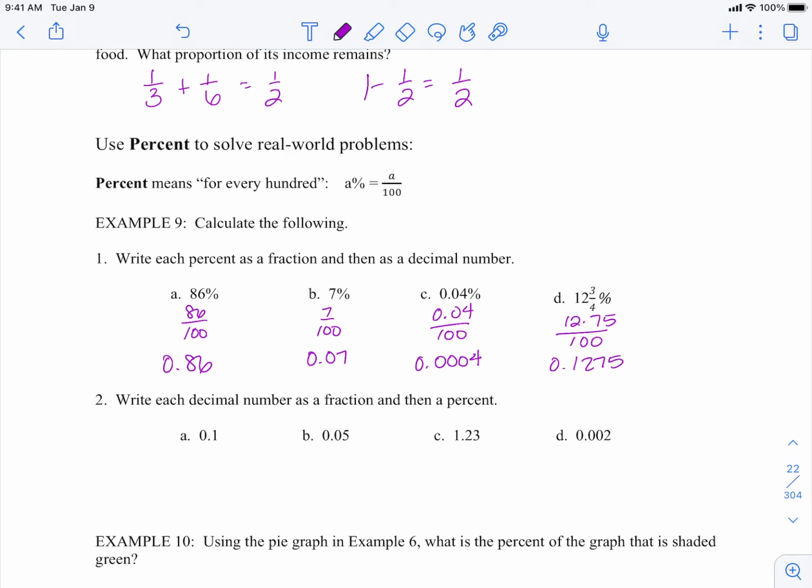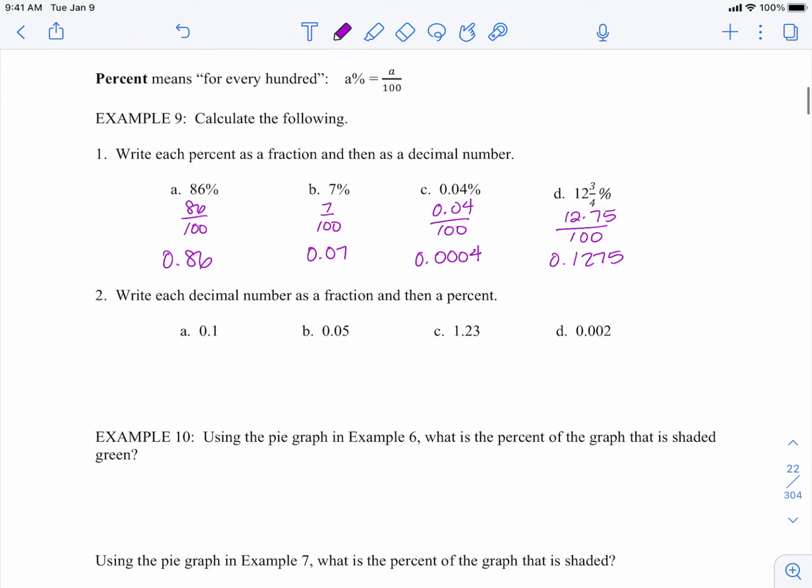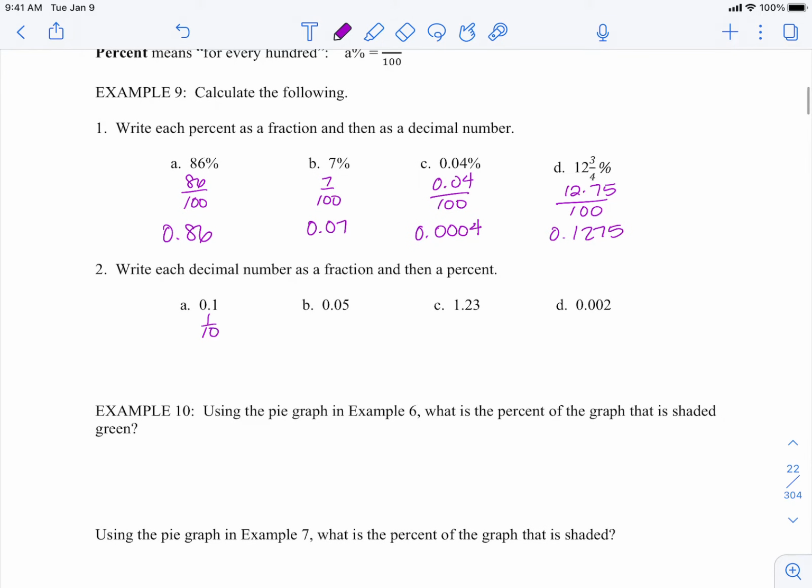Now we have to write each decimal number as a fraction and then as a percent. So 0.1 is going to be 1/10 or 10%. 0.05 is 5 over 100 or 5%.